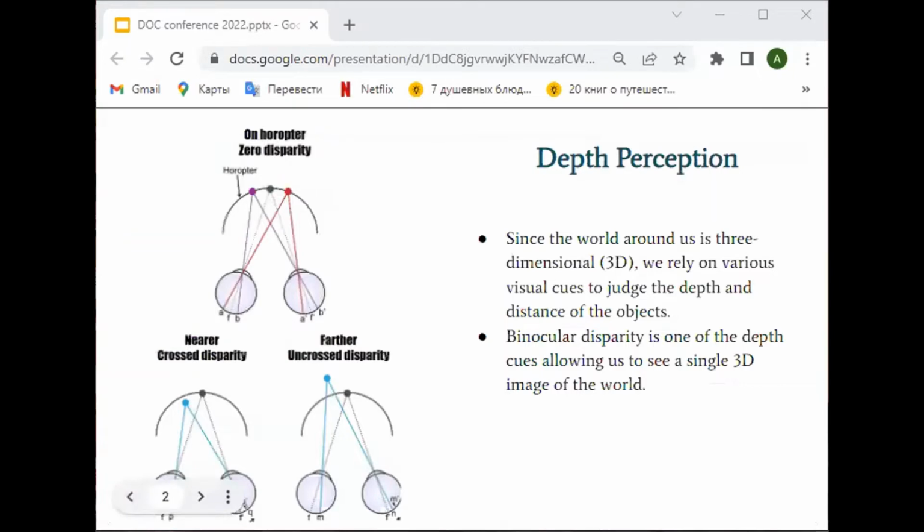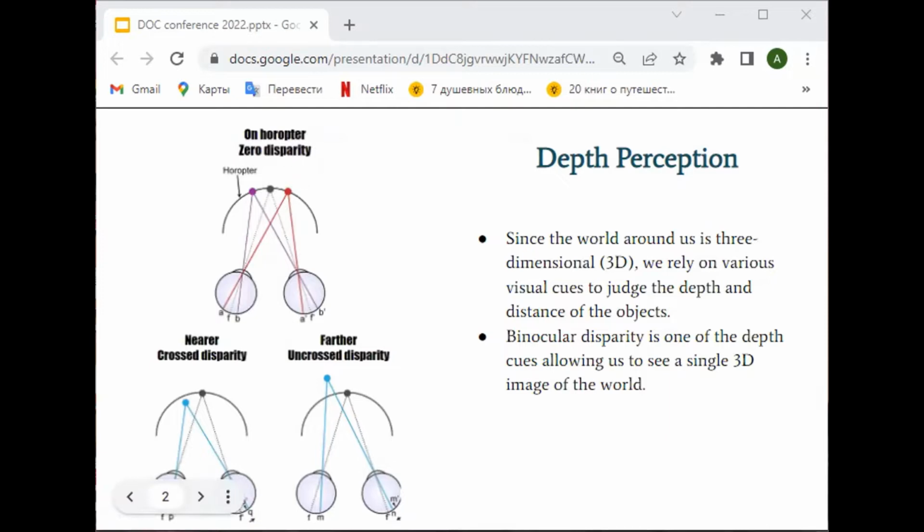Since the world around us is three-dimensional, our ability to perceive depth and judge the distance of the objects surrounding us is an important task. The process of depth perception highly relies on different depth cues, and one such depth cue is binocular disparity, which plays an essential role in binocular vision. Binocular disparity is a process where each eye sees a slightly different image due to the lateral separation of the eyes.